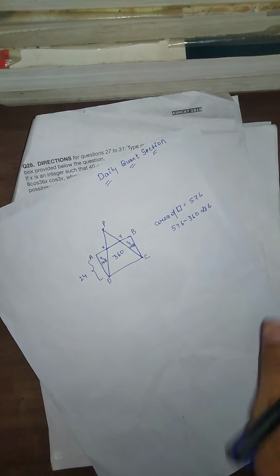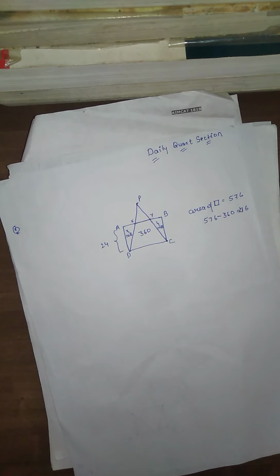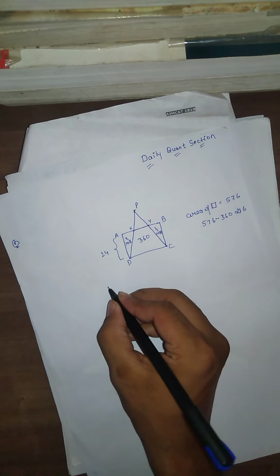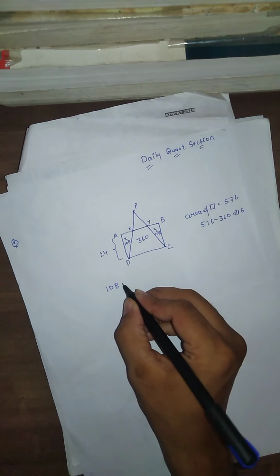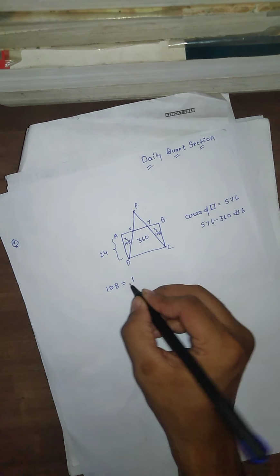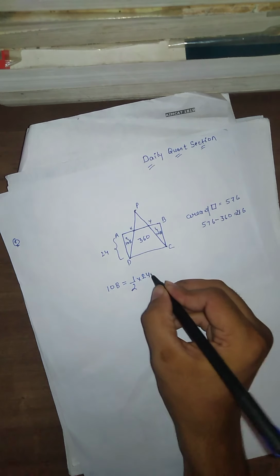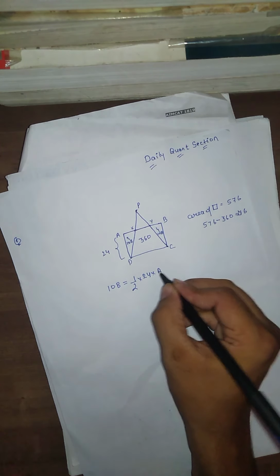So the area of triangle ADX and the area of triangle BYC are both 108, and we know the formula for the area of any triangle is 1 by 2 into base into height. The area of ADX is 108. We need to find the value of AX. So the area of the triangle is 108, which is 1 by 2, the height is 24 and the base is AX.